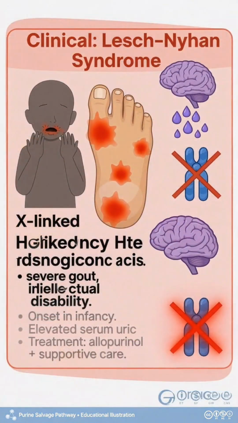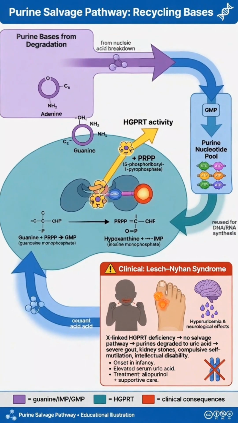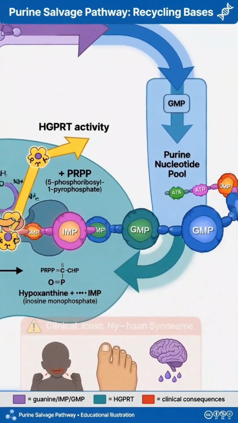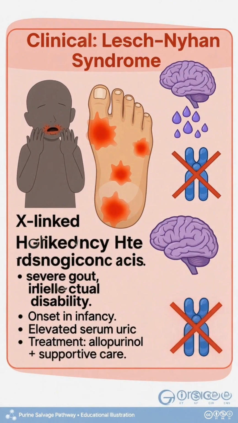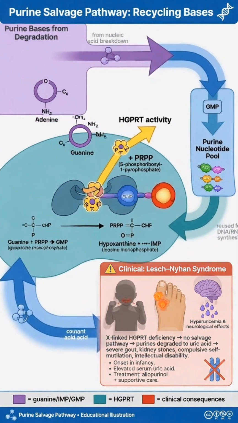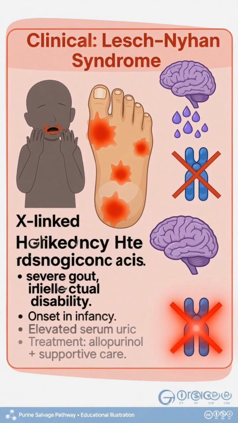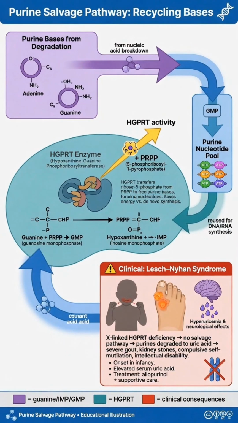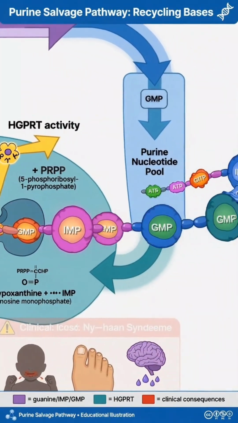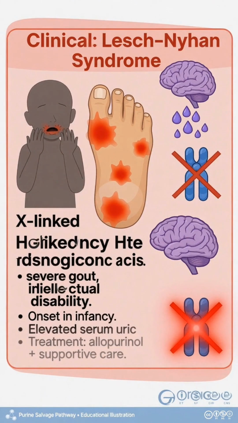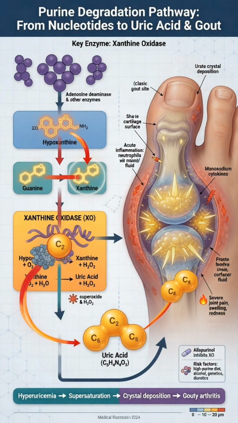Now we quickly enter the purine salvage pathway. Instead of synthesizing purines from scratch, the body often recycles them through the salvage pathway, and this pathway conserves energy and efficiently reuses purines. The enzyme HGPRT salvages hypoxanthine and guanine. Deficiency of HGPRT leads to the development of Lesch-Nyhan syndrome, characterized by neurological abnormalities and self-injurious behavior, like you can see.